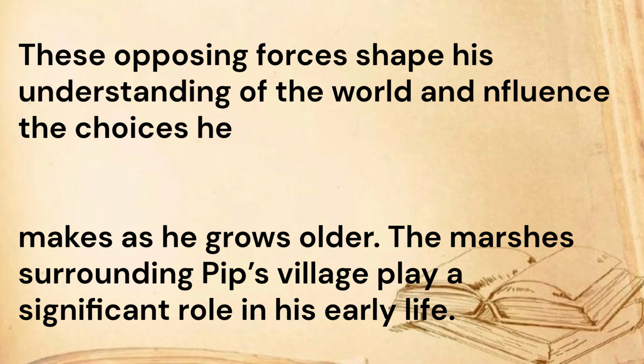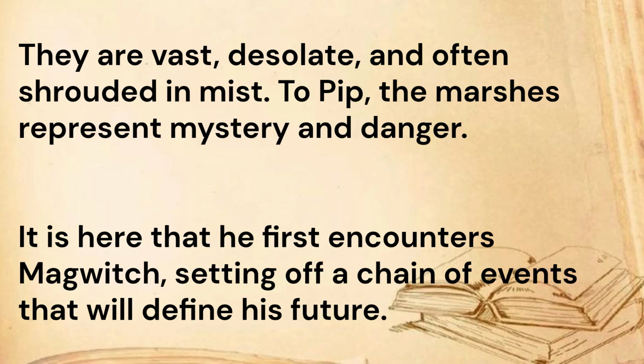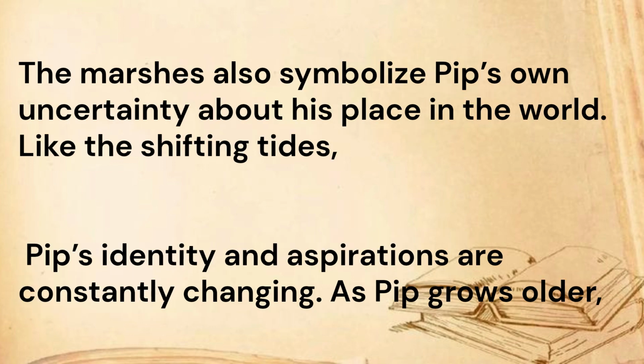The marshes surrounding Pip's village play a significant role in his early life. They are vast, desolate, and often shrouded in mist. To Pip, the marshes represent mystery and danger. It is here that he first encounters Magwitch, setting off a chain of events that will define his future. The marshes also symbolize Pip's own uncertainty about his place in the world. Like the shifting tides, Pip's identity and aspirations are constantly changing.